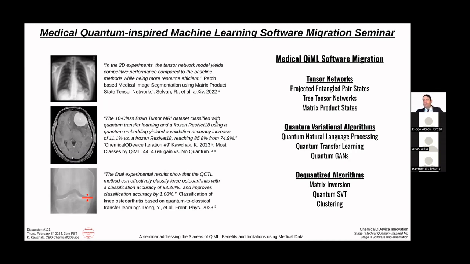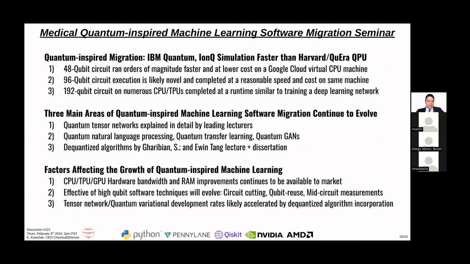There's a whole gamut of COVID images and brain tumor images, and also Alzheimer's disease and Parkinson's, that have been tested with quantum transfer learning specifically. And I'm getting down to the detail of that.